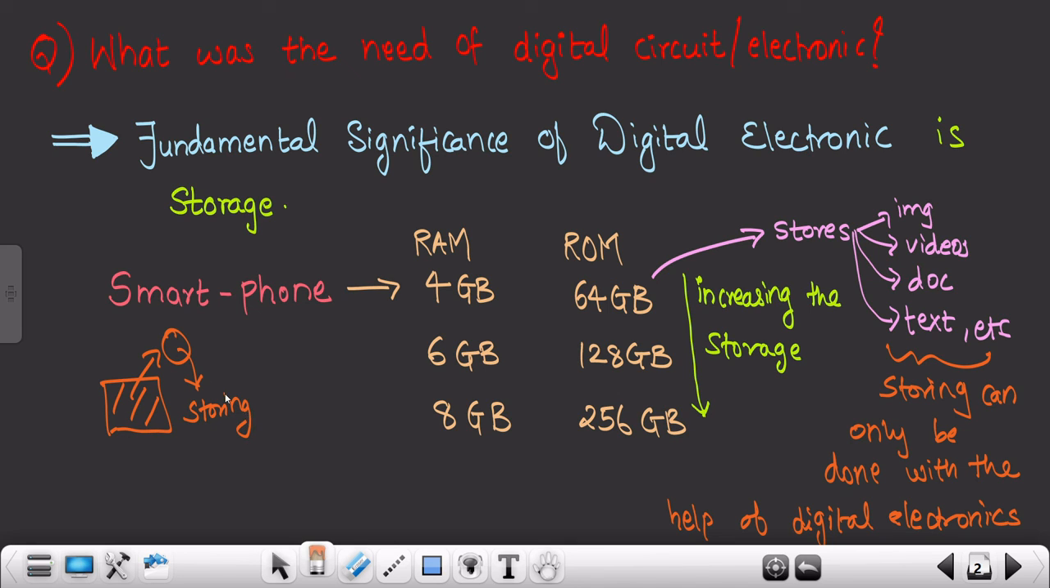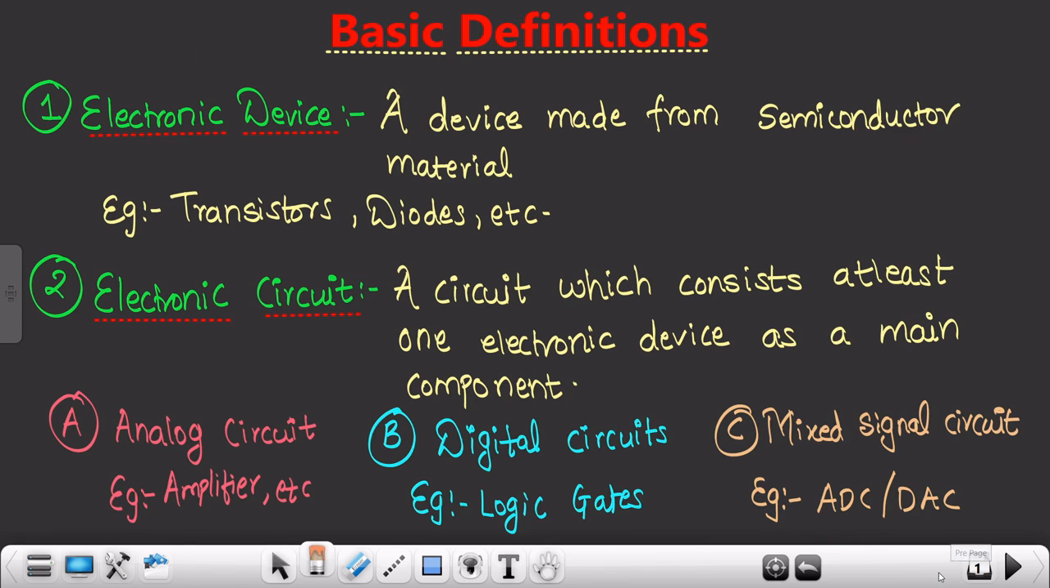So basically, long story short, the fundamental significance of digital electronics, or the basic advantage, or the basic need of the digital electronic is what? Storage. Okay, and this is where analog electronics fell. We'll see this particular topic in the next video, that how exactly analog electronics fell when it comes to storing, and how exactly digital electronics takes this particular advantage.